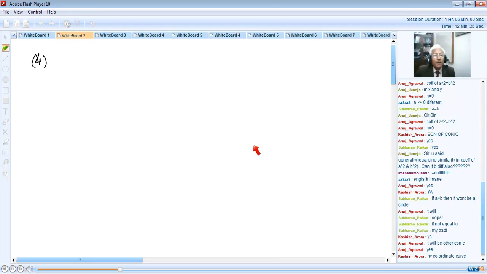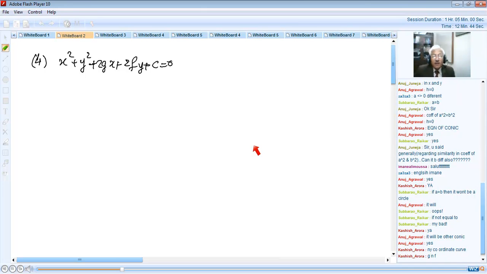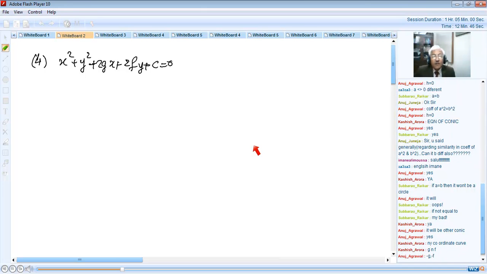Fourth. Now if x square plus y square plus 2gx plus 2fy plus c equal to 0 is given to be a circle, we are now trying to find out what will be its center and radius. It can be done as follows, see now what we do.